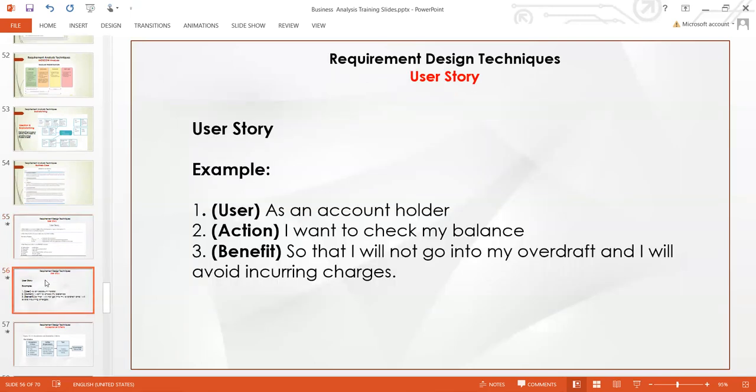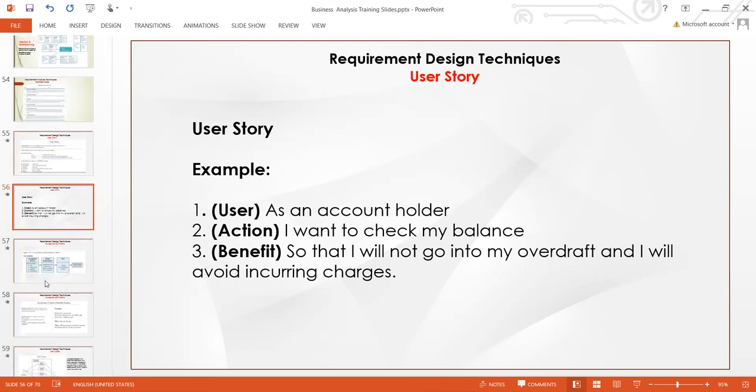So let's look at a user story. This is an example of a user story. And if you are planning to write a user story, this is how you write it. As a user, as an account holder, I want to check my balance. That is the action. The benefit is, so that I will not go into my overdraft and I will avoid incurring charges. Or I will check my account balance so that I can make a transfer. So this is how to write a user story. With this, the developer knows what you want to achieve and it becomes very easy for them to code and develop the functionality.